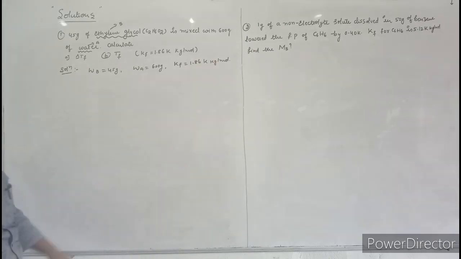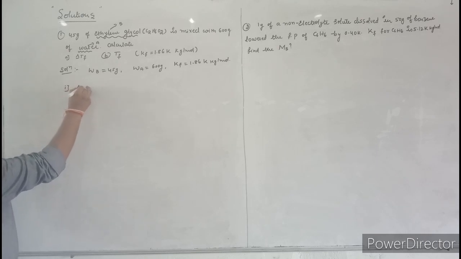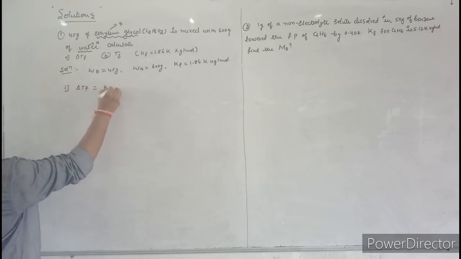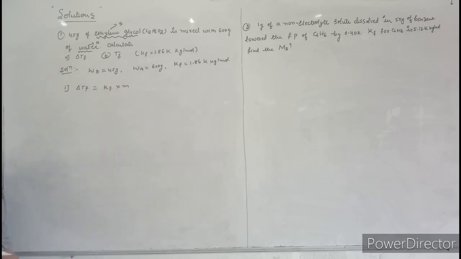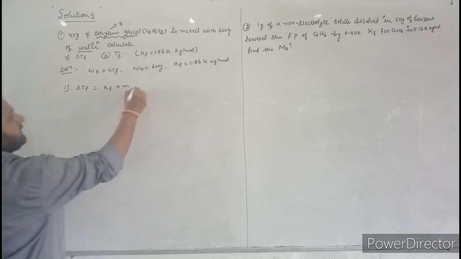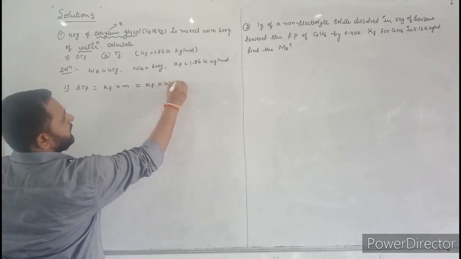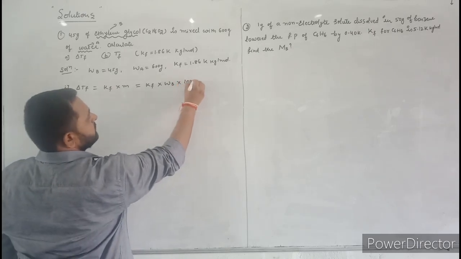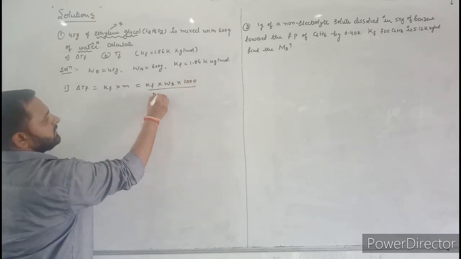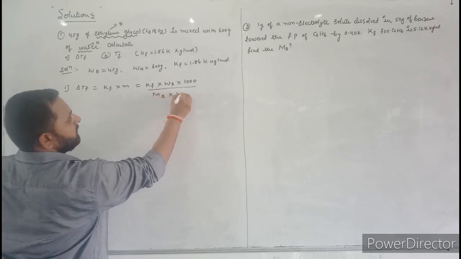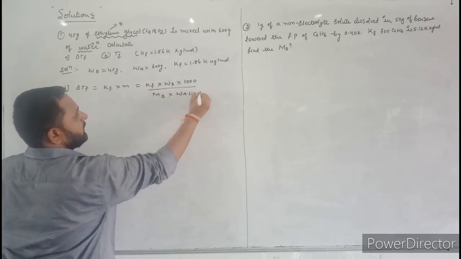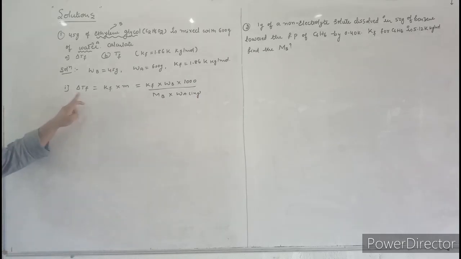Okay, now first let us calculate delta Tf. Here delta Tf is equal to Kf into m, small m. This is the relation between depression in freezing point and molality. Now let us write the molality formula here. Delta Tf is equal to Kf into weight of solute into 1000 divided by molar mass of solute into weight of solvent in grams. Okay, this is the formula to calculate delta Tf.